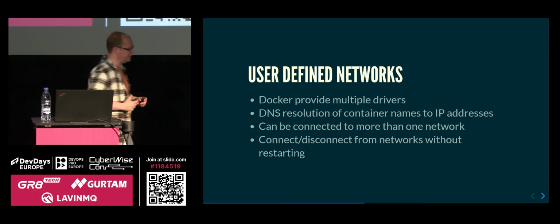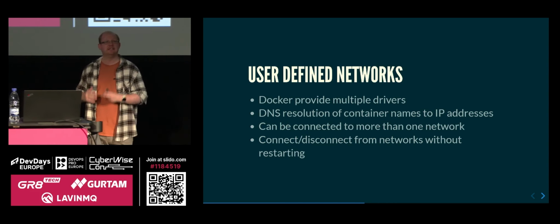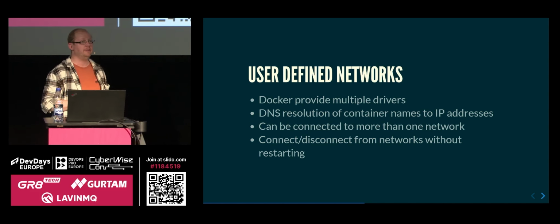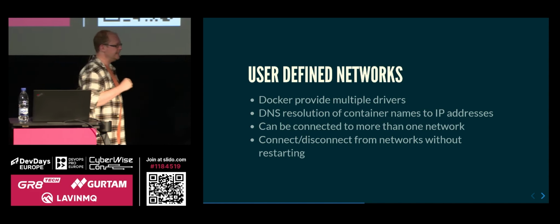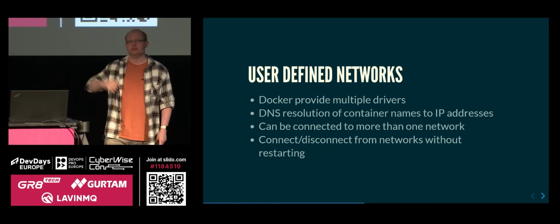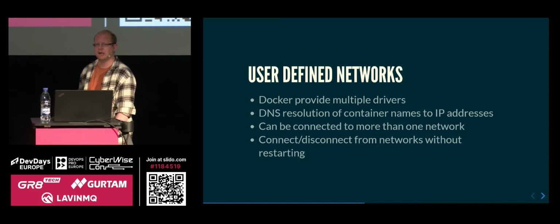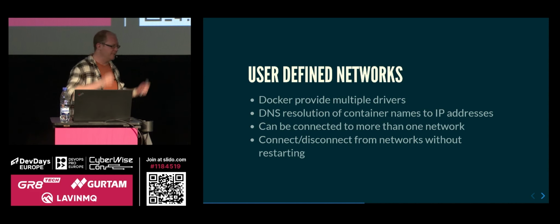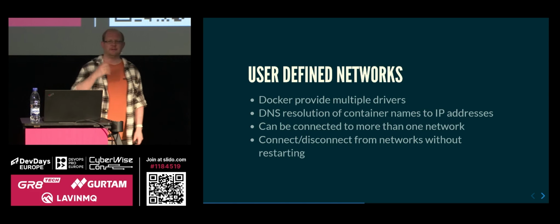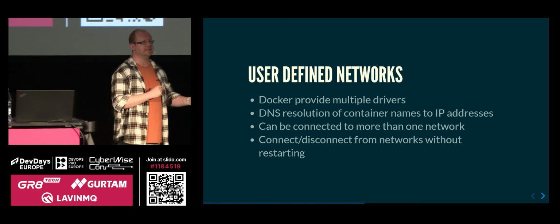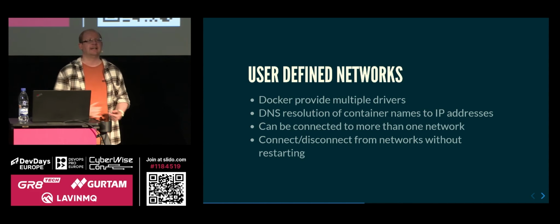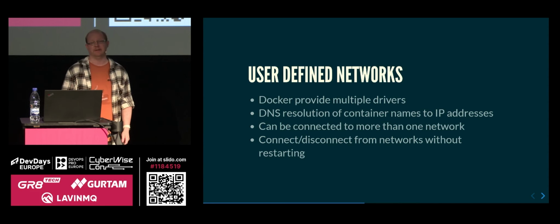Now, user-defined bridge networks have a couple of advantages over the default bridge network. One, containers can be connected to more than one of the networks. You can connect and disconnect a container from multiple networks without having to restart the container, which you can't do with a bridge network. But the key one is that user-defined bridge networks support DNS resolution of container names to IP addresses. So you don't have to work out what IP address your container has if you want to get more than one talking to each other.